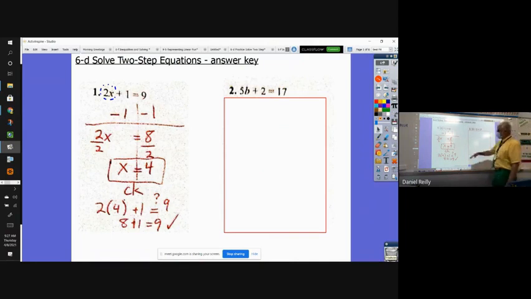Okay? This problem is worth 1, 2, 3, 4, 5 points on a test or quiz. 1 for doing the same thing to both sides here. 1 for the correct answer. 1 for the next equation, doing the same thing to both sides here. 1 for the final answer, and 1 for the check.